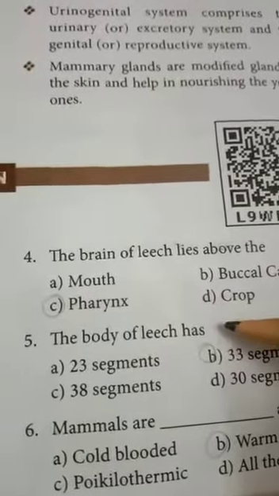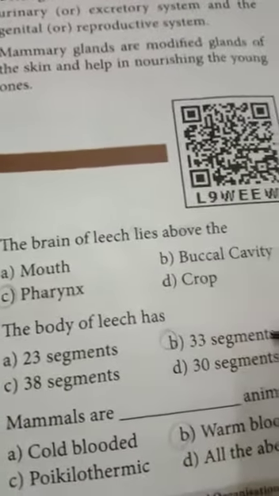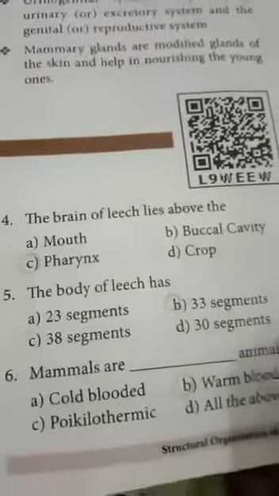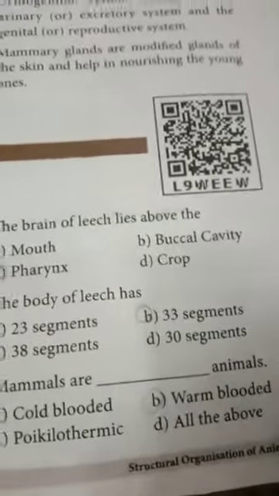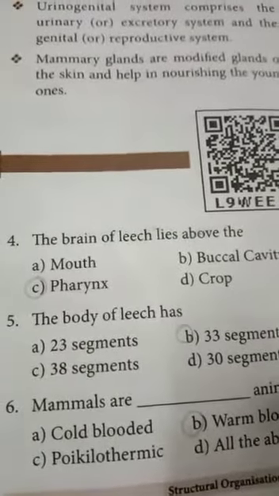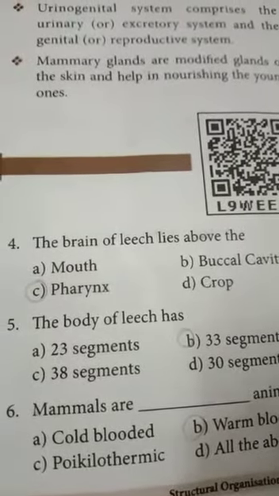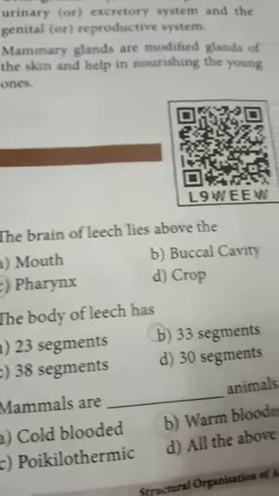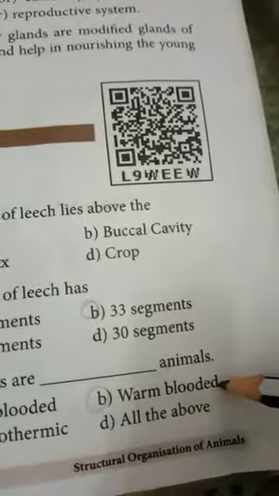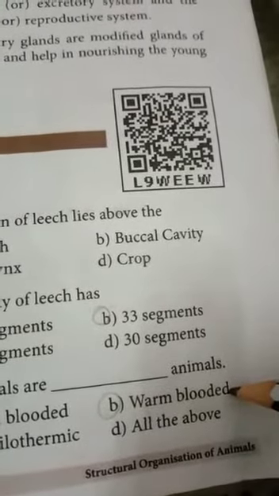The body of leech has totally how many segments? 33 segments. The body of leech has 33 segments. Then mammals are dash animals, warm-blooded animals, you know that, because the covering of hairs helps to keep the body in warm condition.